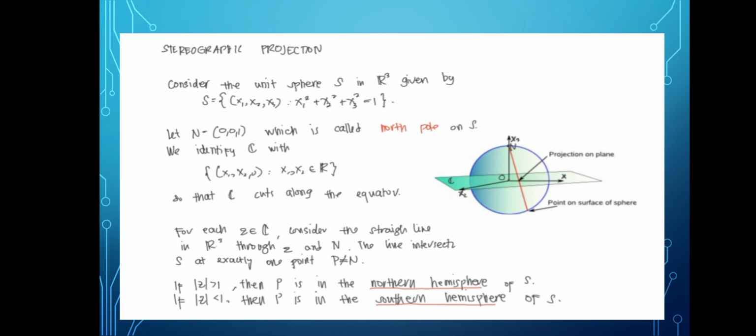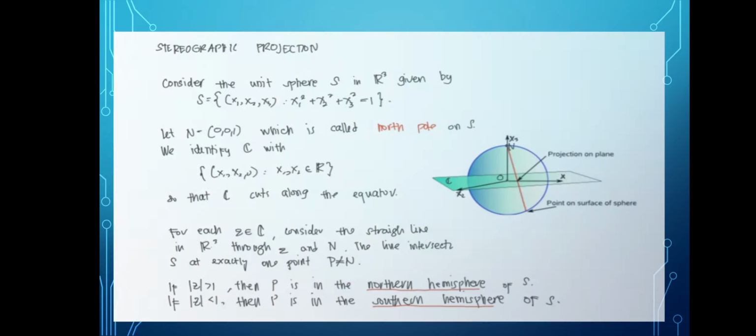For each z, an element of C, we consider the straight line in R cubed through z and N. The line intersects S in exactly one point P not equal to N. If the modulus of z is greater than 1, then P is in the northern hemisphere of S. And if the modulus of z is less than 1, then P is in the southern hemisphere of S.